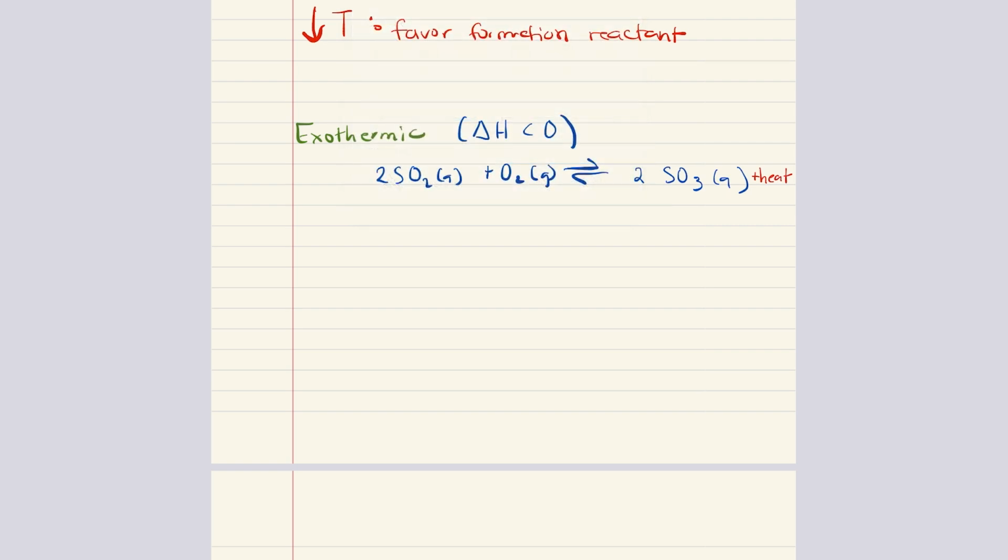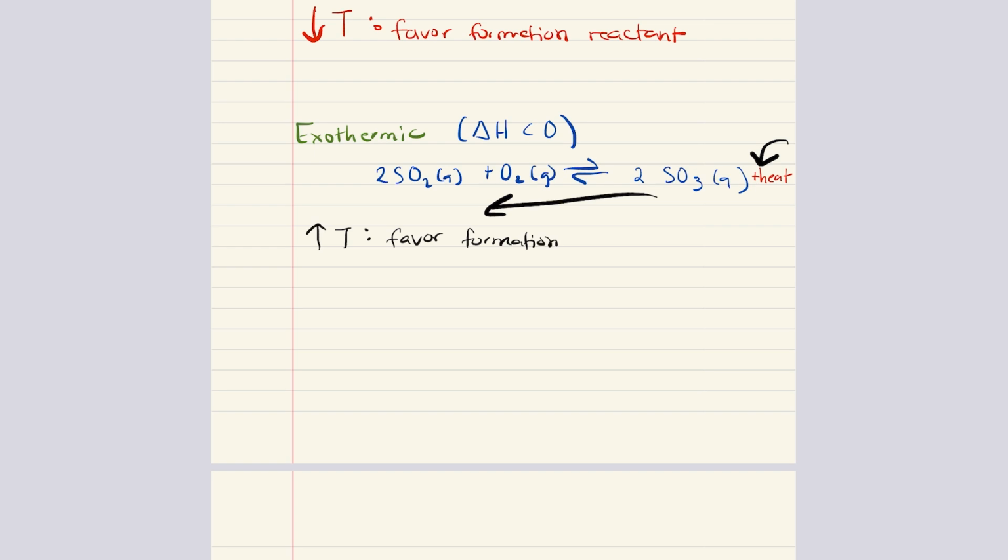Now, our first scenario for exothermic reactions is what happens if we increase temperature. If we increase temperature for an exothermic reaction, that means that we're adding more product, right? We're adding more heat, and that means we're adding more product for an exothermic reaction. To reestablish equilibrium, it's going to favor the formation of reactants.